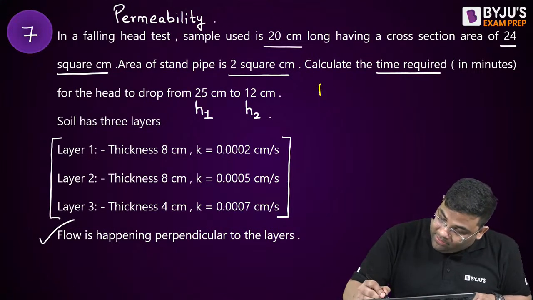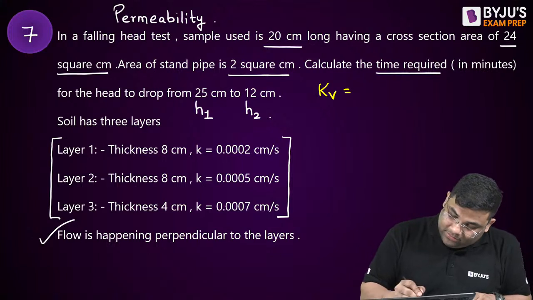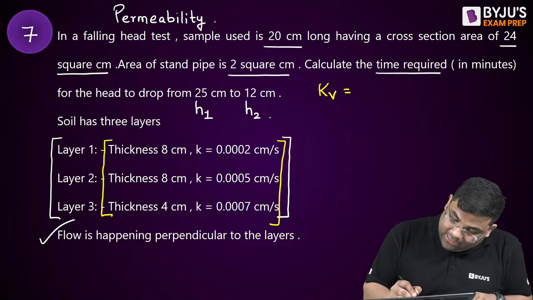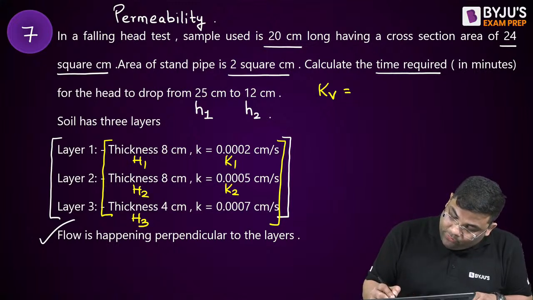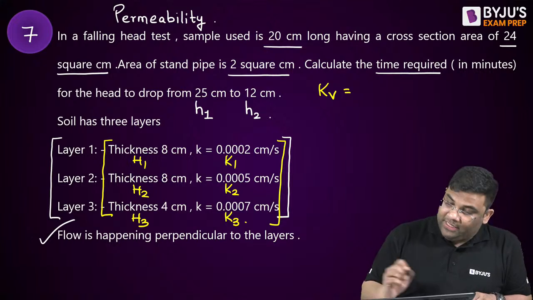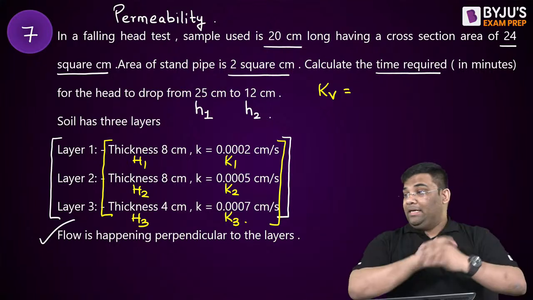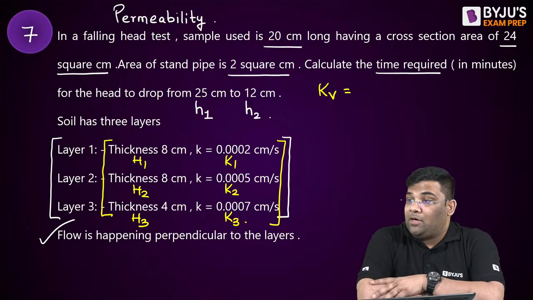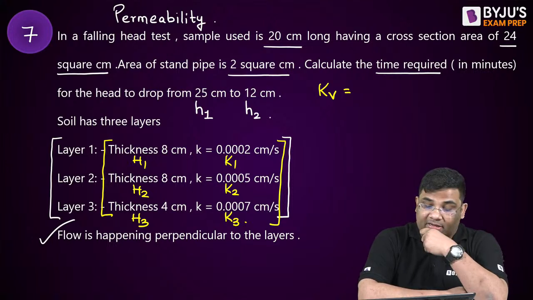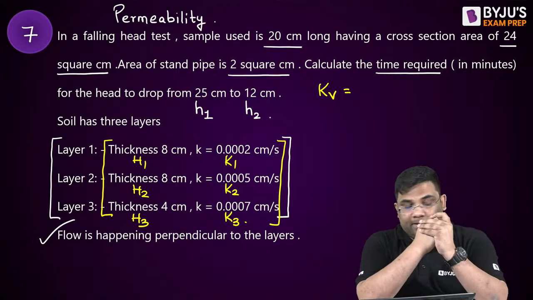Can you give me this K vertical? Come on. The thicknesses are given. I can say this is H1, H2, H3, and this is K1, K2 and K3. So give me the equivalent coefficient of permeability. That will solve the question. Please find out this answer.